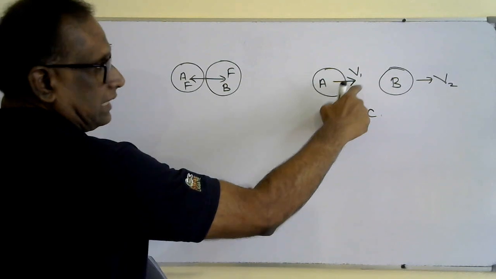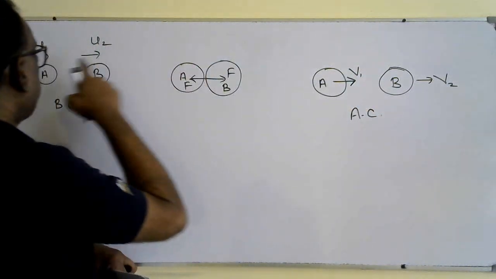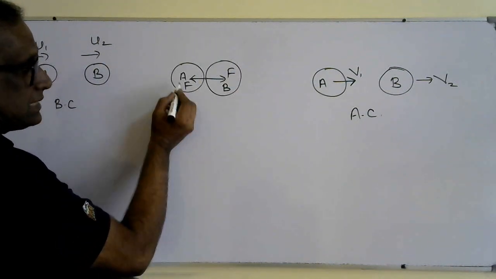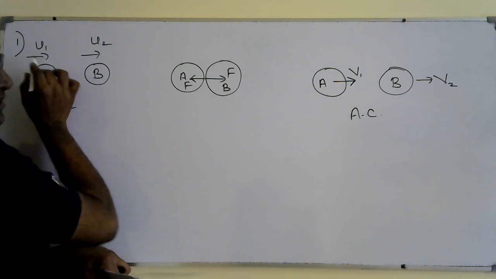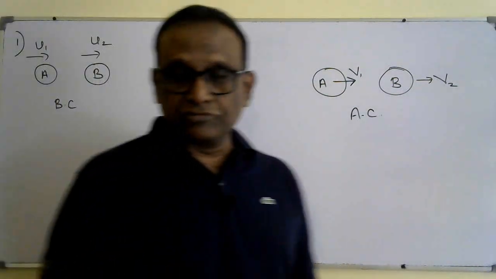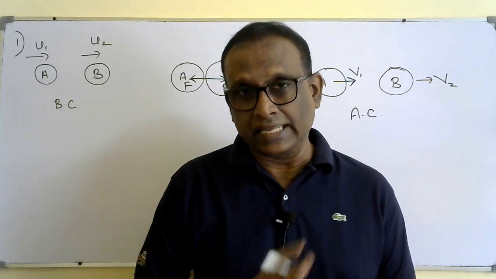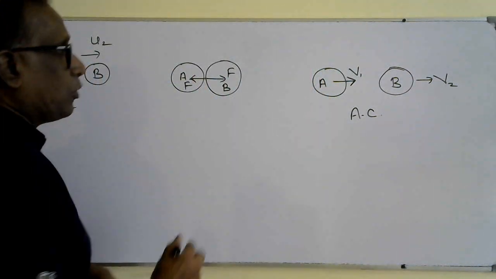Okay, so certainly I know that the magnitude of V1 is smaller than the magnitude of U1. The reason is that during collision, A is experiencing a force opposite to the initial direction of velocity. Whenever an object experiences a force opposite to the direction of motion, certainly it will slow down. Okay, remember those things.